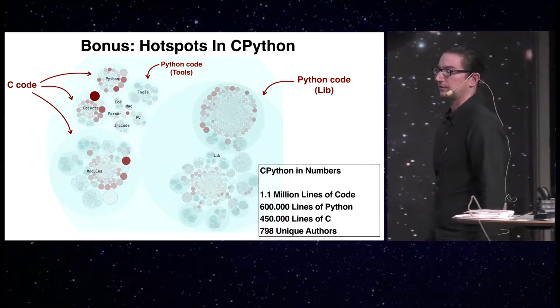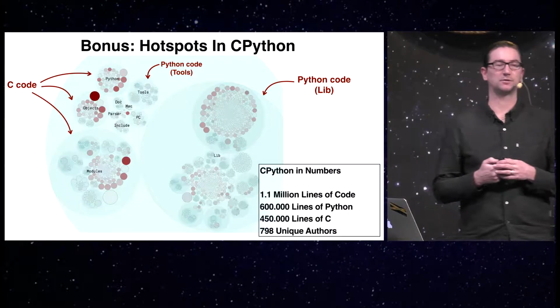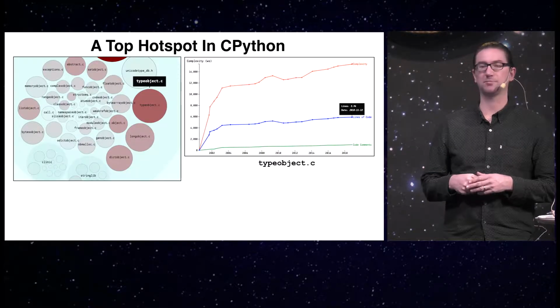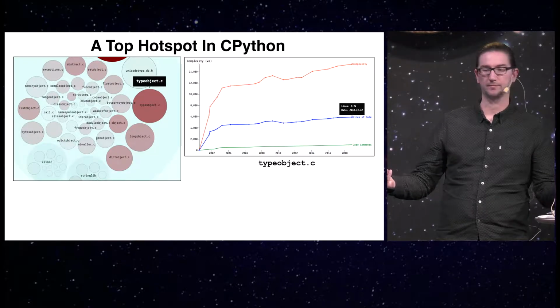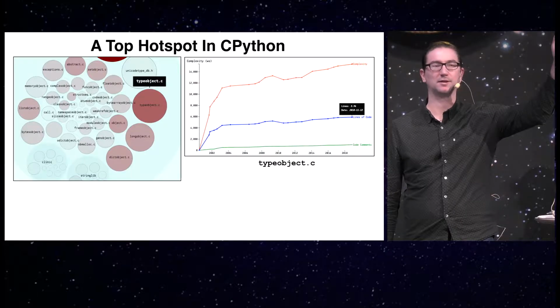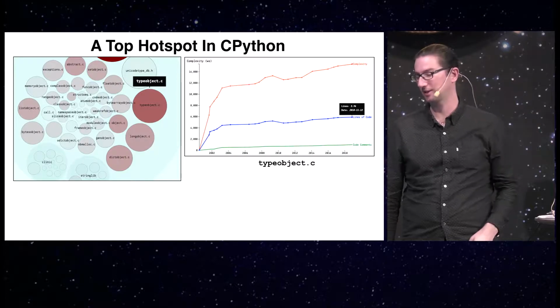Now, what I did was, first of all, I tried to identify the top hotspots here in Python. And I found one hotspot called typeobject.c. Is anyone familiar with that module? Cool. No one has looked at the code? We're going to do that.